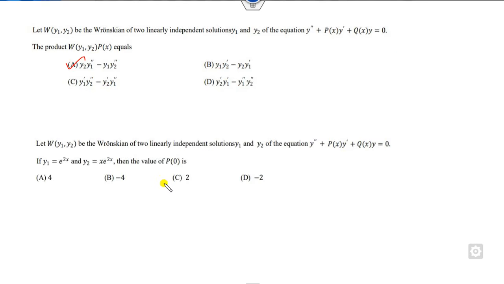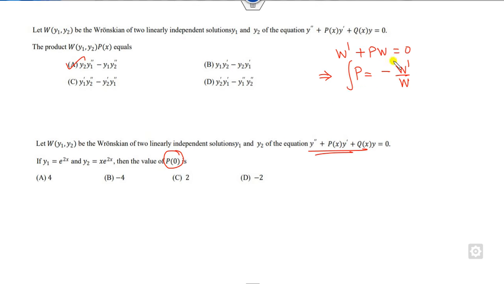So look at the next one. Again, this is of the form of the Wronskian. Again, my solution will be of this nature. Now your target is to find the value of P. So I can start from here. I can find the value of P, which is of this nature.